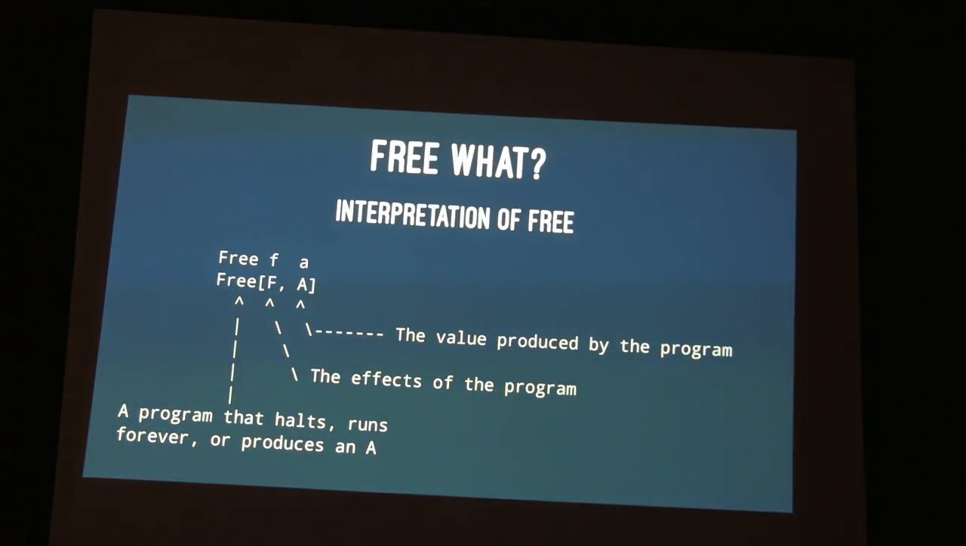So how do we interpret the free program? Well, there's a very simple way that you can interpret the type signature Free F of A. This is a program that halts, runs forever, or produces an A. So this is a program whose operations, whose effects are defined by F. In one case we had readLine and writeLine, but it could be much more complex than that.